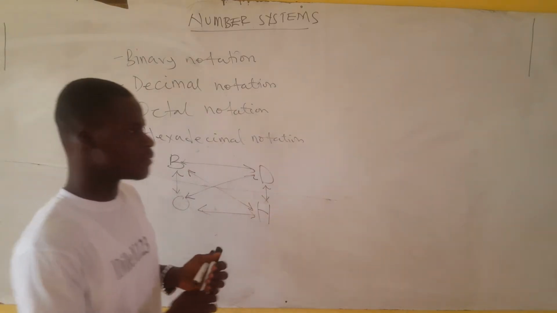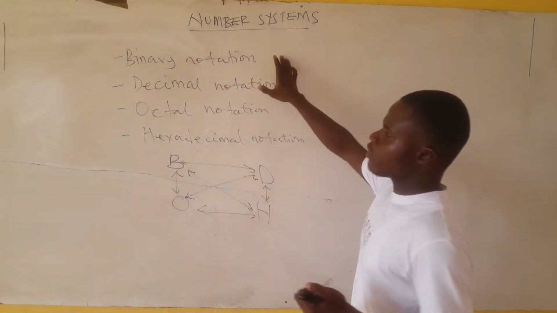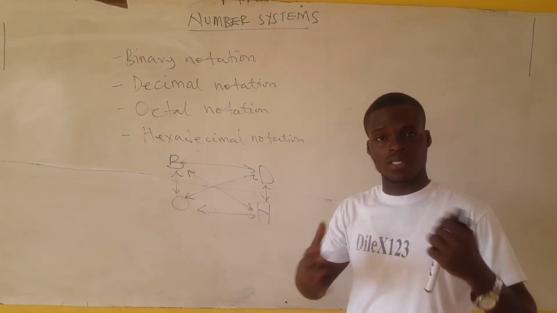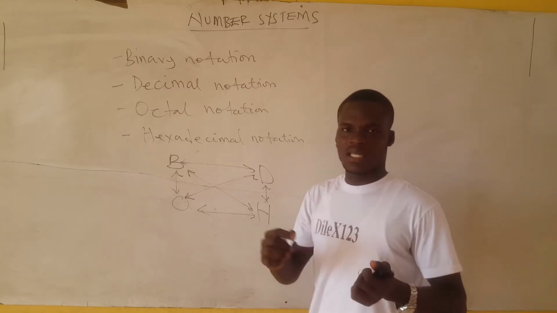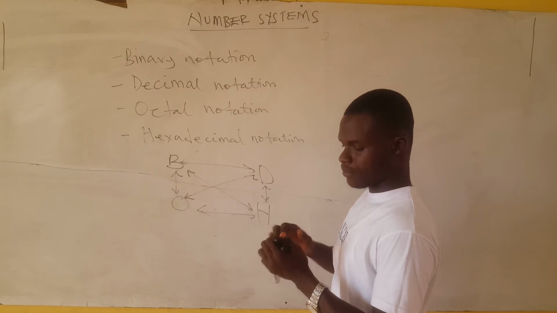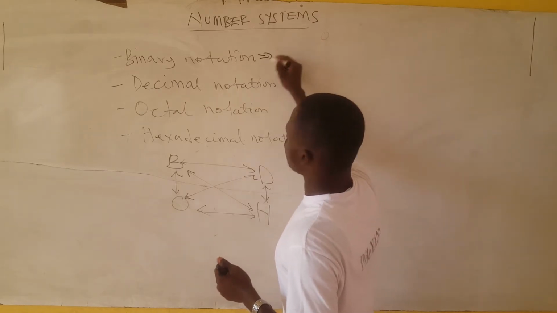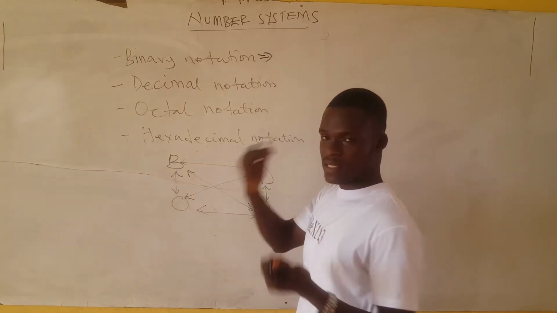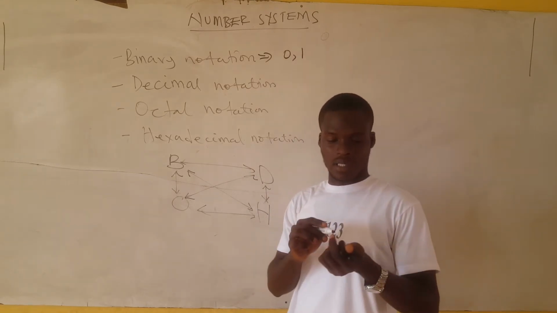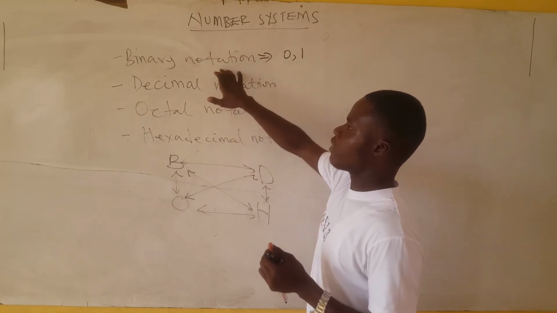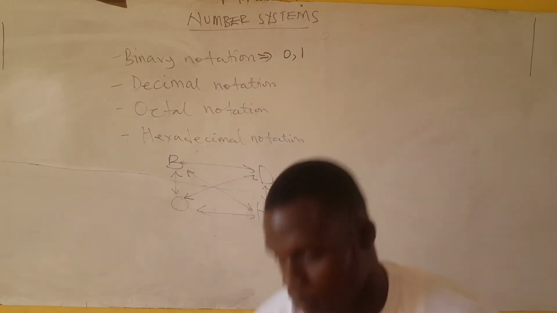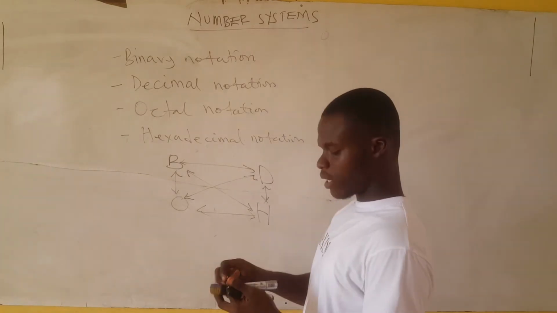Now, for binary notation, we represent numbers using digits that are only zeros and ones. Binary means that you are working in base 2.